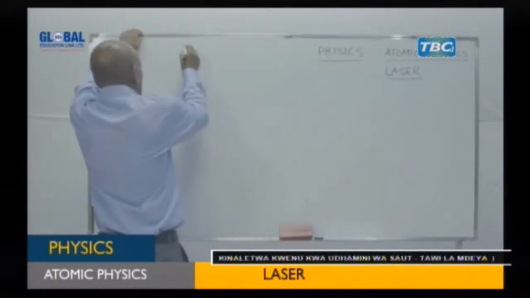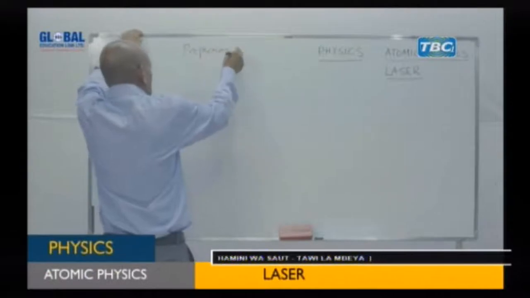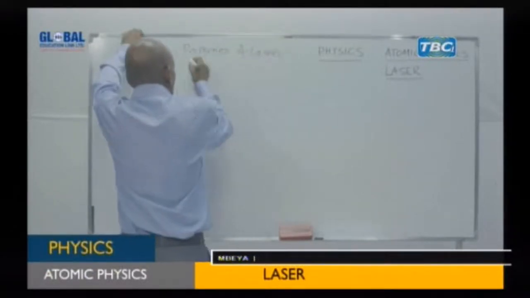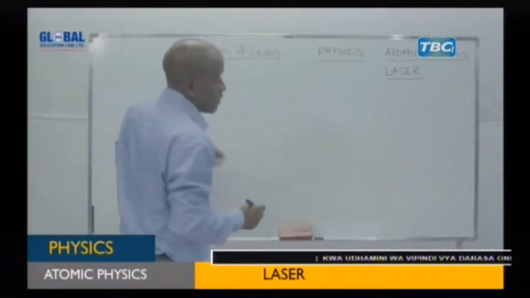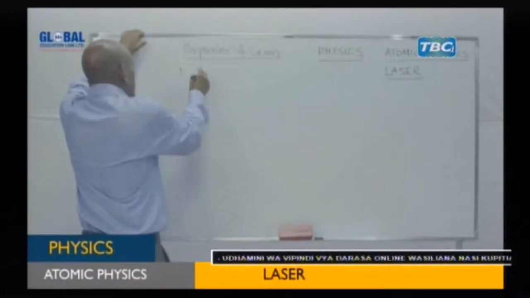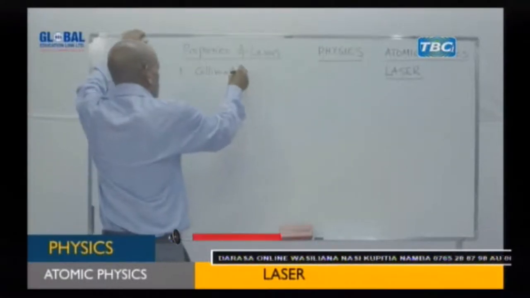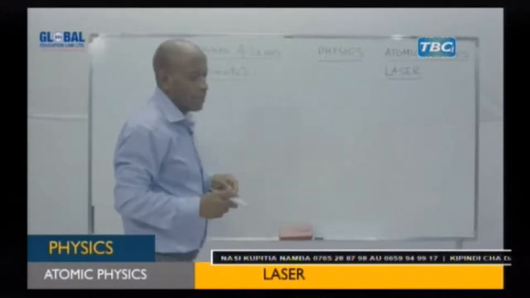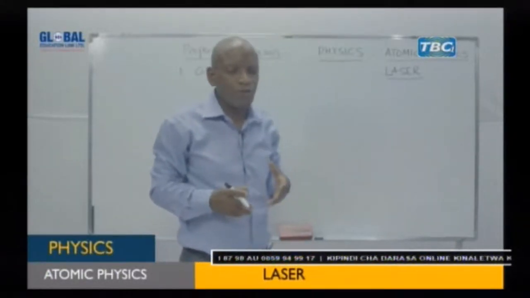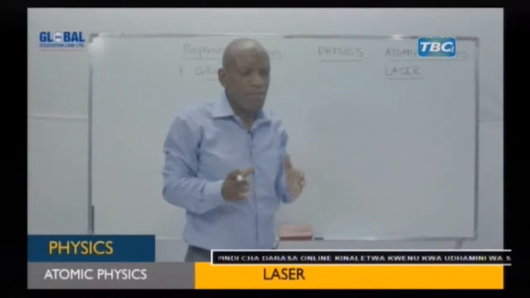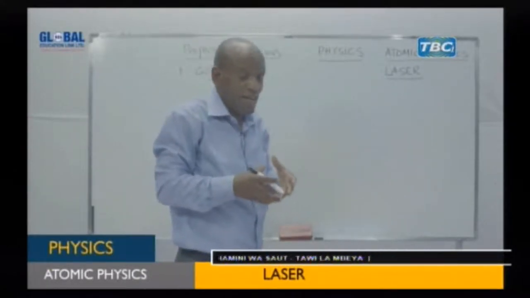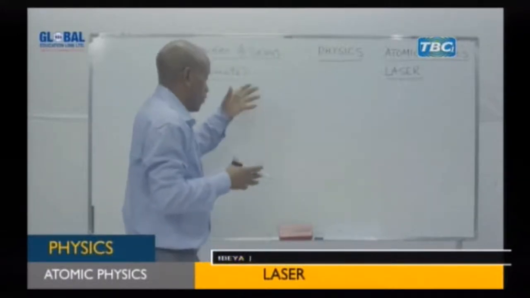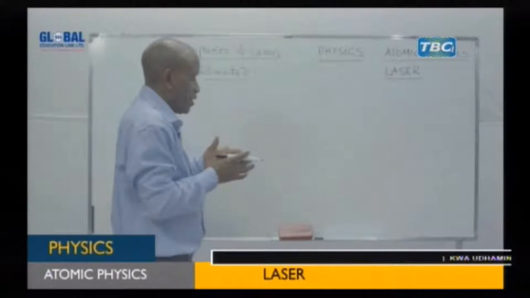Okay, students, let us go and look at the properties of lasers. There are three properties of lasers. The first one is that the laser light should be collimated. Collimated means that the photons which are going to be produced should be moving together, existing together, as long as they are of the same frequency. The way they have been produced, they will be almost all together.